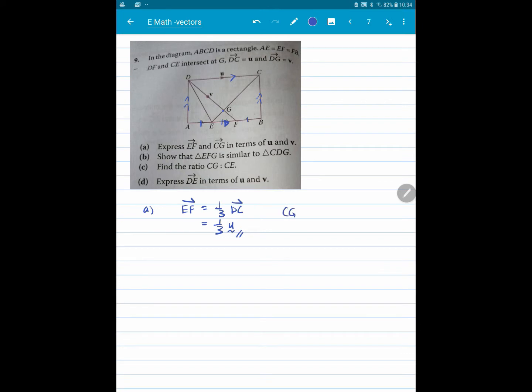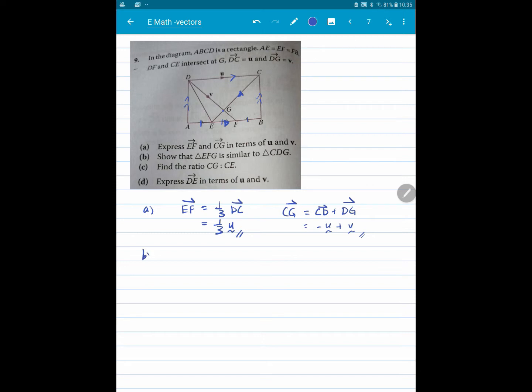And for CG, CG is the vector in this direction. So if we were to look at this triangle here, using the addition of vectors, we can say that CG is the same as CD plus DG, and CD would be the opposite of DC. So I've got minus U plus V, and that would give me my CG.